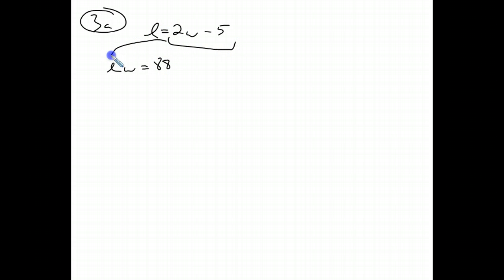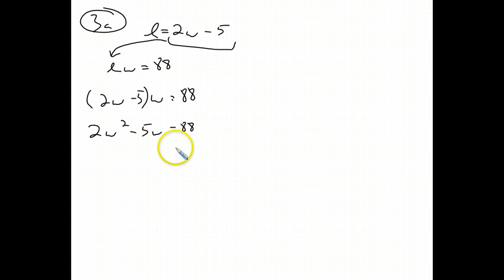We can just substitute him in for where our L is in our equation. So we have 2w minus 5 times w equals 88. Once again, we have parentheses, so we can distribute the w, so we get 2w squared minus 5w equals 88. We want it to equal 0 so that we can actually solve this quadratic, so I subtract 88 from both sides. So 2w squared minus 5w minus 88 equals 0.